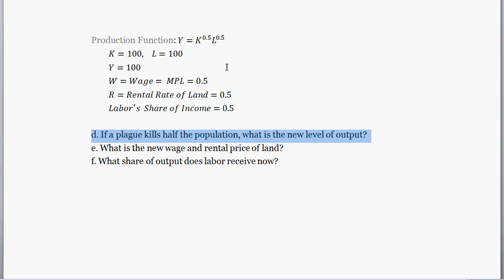What's new output? Well, it's pretty simple. We just need to use our production function here. So y equals this guy. Given these inputs, what is output? K, we're told, is the same, in the sense that we haven't been told that it's changed at all. So we're going to leave capital at 100, raise it to the 1/2, so we're taking the square root of 100. That's 10 already, hopefully. And labor has changed, so labor is now 50.